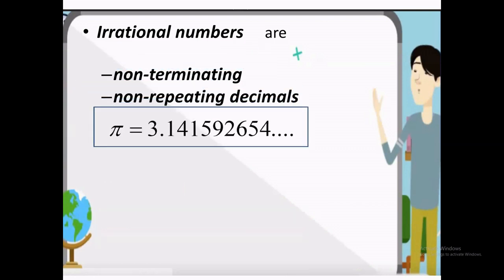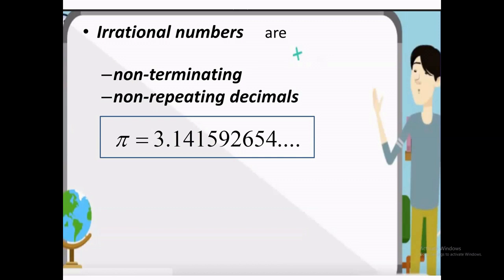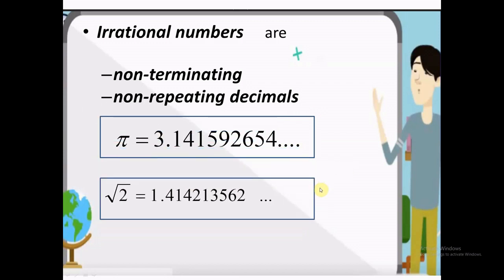Okay, so let's say pi. The pi value is 3.14159264. The values never repeat and it will never terminate. So it continues infinitely, without any repetitions or any patterns of repetition of numbers. Let's say the square root of 2. So it's 1.414213562. It never repeats, it never terminates.